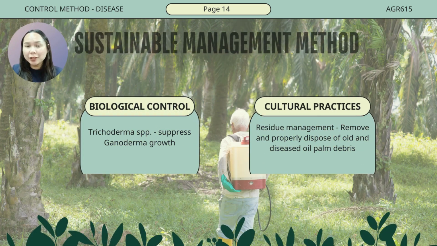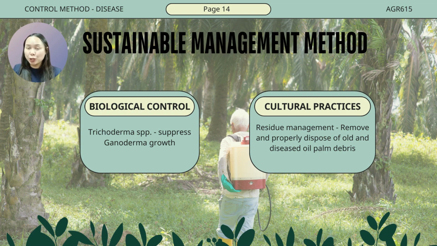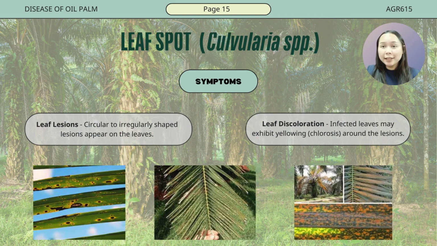Sustainable management method of Ganoderma basal stem rot. First is biological control. It can be by applying beneficial fungi such as Trichoderma to the soil around the base of palm trees. Trichoderma can suppress Ganoderma growth and help control the disease. Next is cultural practices. It can be to remove and properly dispose of all diseased oil palm debris, as Ganoderma can survive in plant residues.